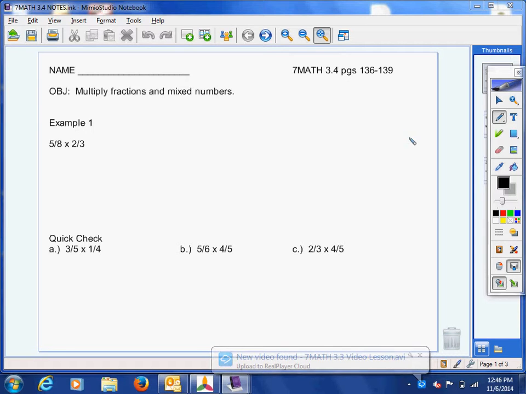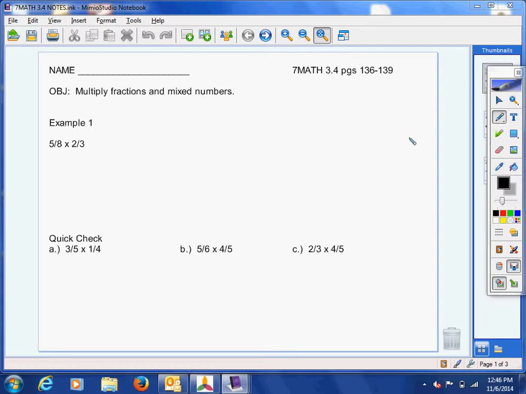Section 3.4 today. We're not going to finish it. Clearly, we will not finish it. We're going to start it today. We're going to learn how to refresh our memory on how to multiply fractions and mixed numbers. So hopefully you've got your note packets out in front of you and your pencils are ready.